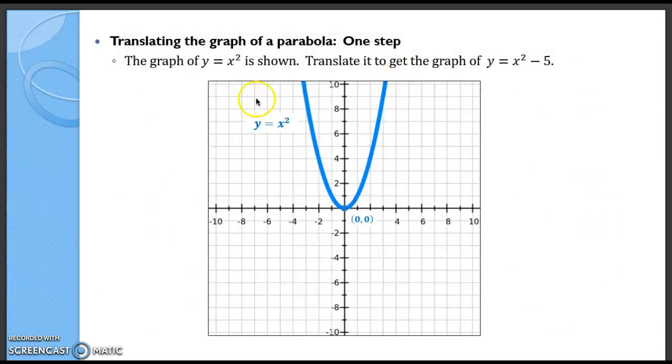Translate x squared to get the graph y equals x squared minus 5. So what's going to happen? We're going to take this graph and we're just going to slide it down to negative 5. So every point in this graph gets slid down negative 5. So this point, 0, 1, we're going to slide that down negative 5 points. This point, negative 1, 1, we're going to slide that down negative 5 points.